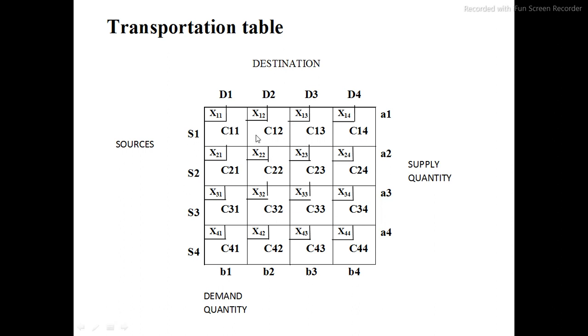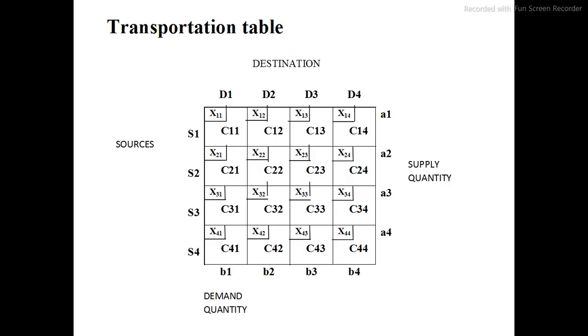Similarly, how have we written C1? The 1 indicates from S1 to D1. Source 1 and destination 2. Similarly, source 1, destination 3. Source 1, destination 4. Similarly, source 2, destination 1. Source 2, destination 2. Like this we have written here. In general, if the table increases like this, up to C44, we can say it will be Cij.